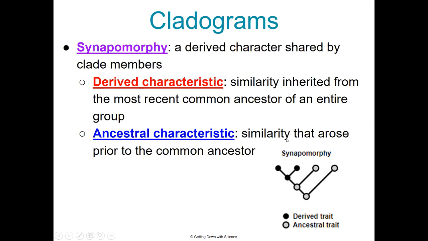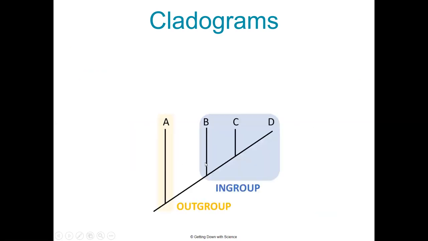Ancestral characteristics are similarities that arose prior to that common ancestor. So if this black common ancestor is the one we're talking about, any of the traits that were derived prior to that would be our ancestral characters. So it's all about what you're comparing and what you're looking at.